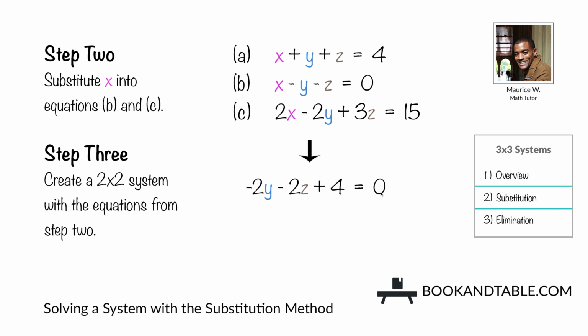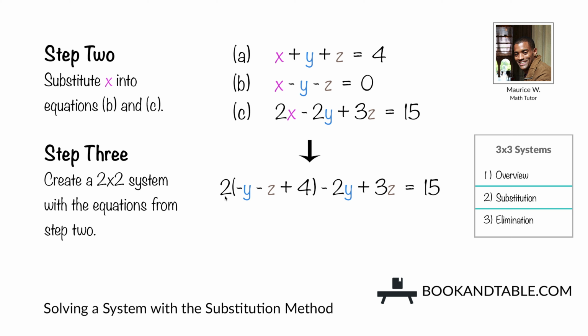So we wind up with negative 2y minus 2z plus 4 is equal to 0. And when we are creating a 2x2 system, on the left side, we only want the terms that have our variables. So we'll remove the 4 by subtracting 4 from both sides, giving us our first equation in the 2x2 system, equation D, which is negative 2y minus 2z is equal to negative 4. So now we'll put this equation to the side, and now we'll plug in our expression for x into equation C here to get our second equation for our new 2x2 system.